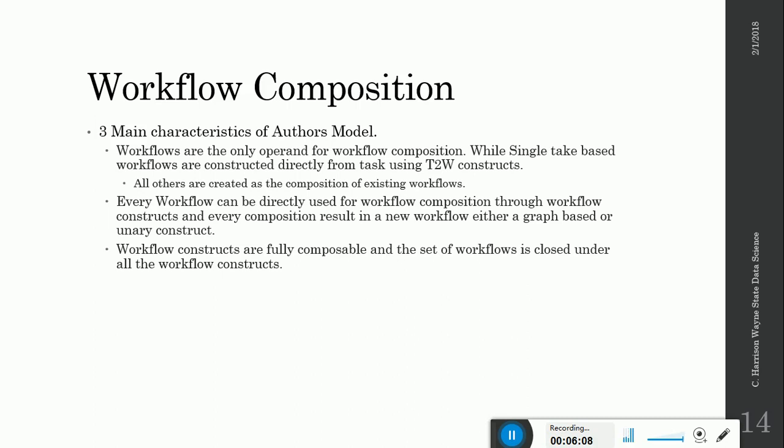So how do they tie all this together into something that we can use in the case study? There are three big characteristics of the author's model. Workflows are the only operand for the workflow composition, while single task-based workflows are constructed directly from a task using the T2W constructs. All others are created as the composition of existing workflows. Every workflow can be directly used for workflow compositions through workflow constructs, and every composition results in a workflow, either a graph-based or a unary construct. And then workflow constructs are fully composable, and a set of workflows is closed under all the workflow constructs.